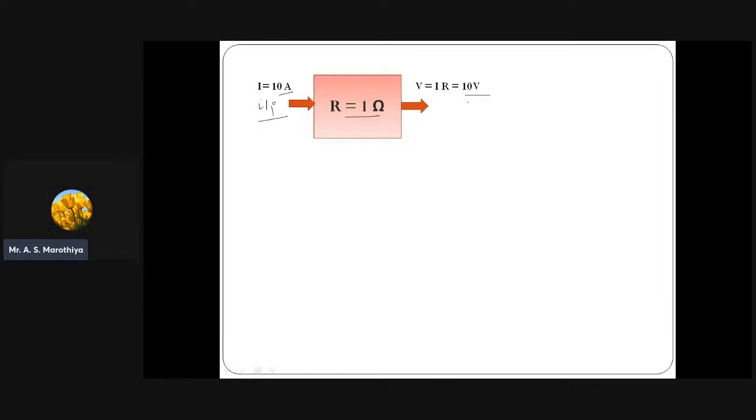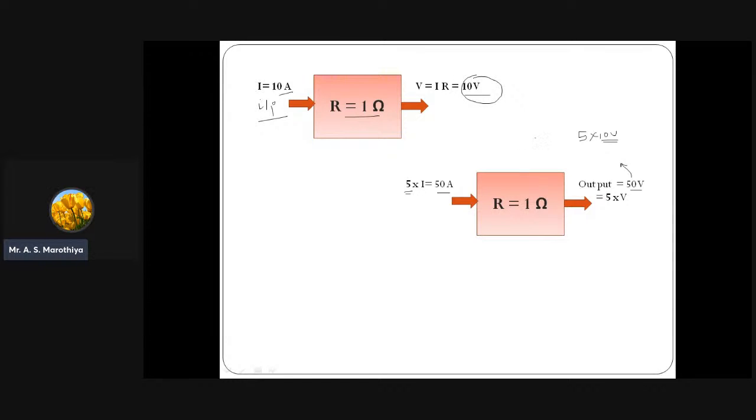Now in order to check the homogeneity, we need to scale up or scale down, or manipulate the input signal by some factor. Here we have manipulated the input by a factor of 5. So instead of providing an input of 10 ampere, now we are providing 5 into 10, that is nothing but 50 ampere. Based on that, it is going to generate an output which is nothing but I into R. I is 50, R is 1, so it is going to be 50 volt. Now this 50 volt I can write as 5 into 10 volt. Now this 10 volt is nothing but the voltage produced by the system in the previous case. So it is going to be 5 times V.